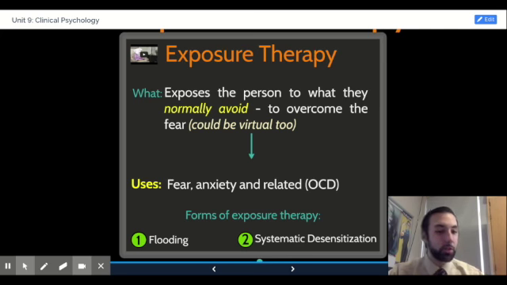Not as much mood disorders, definitely not something like schizophrenia per se. It depends on the case, but typically no. This isn't really going to alleviate hallucinations. Definitely not some of those other disorders that we talked about. But anxiety disorders, related disorders, absolutely.